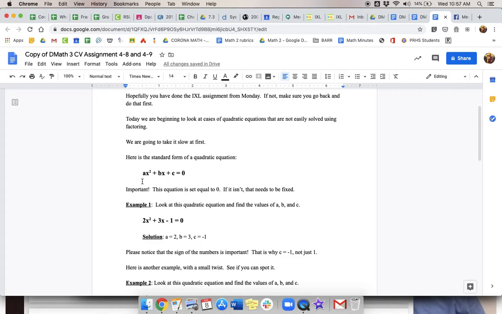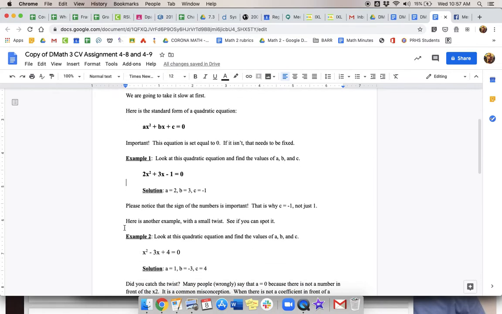It's a quadratic equation. It shows the value of a in front of the x squared, the value of b in front of the x, and the value of c, which is the constant. All of this depends on the equation being equal to 0. All of the ones that I give you today are already equal to 0, but that might not always be the case.